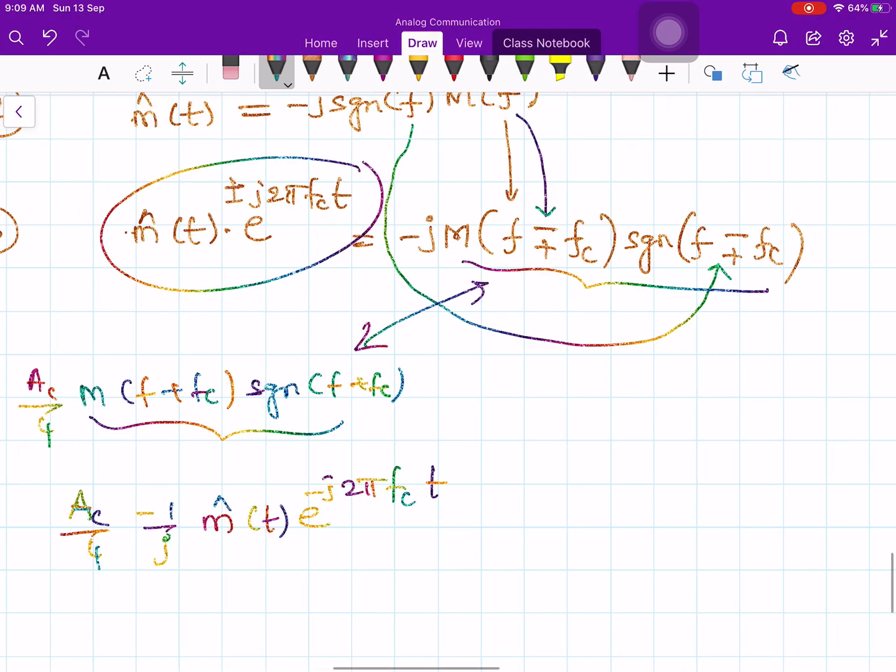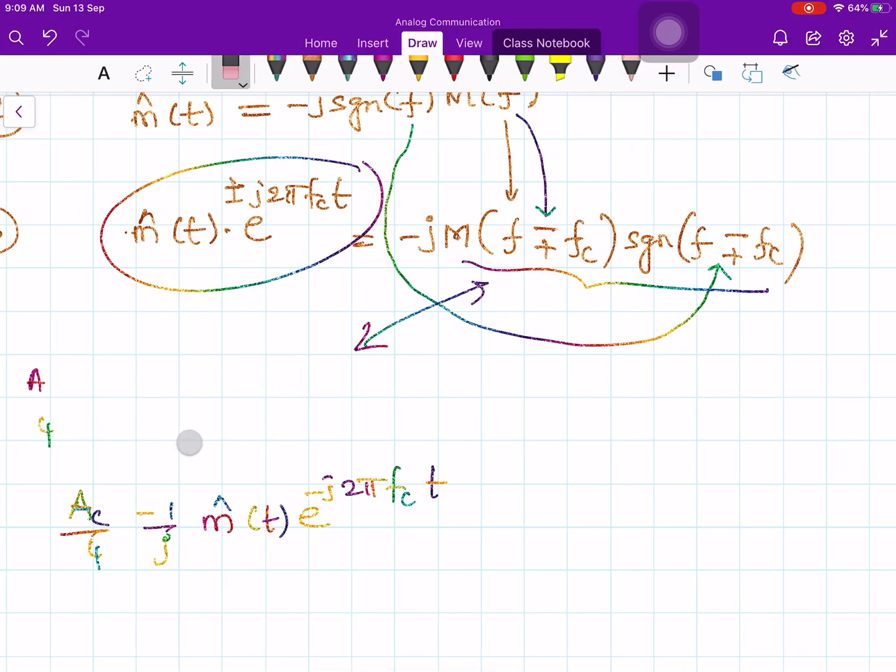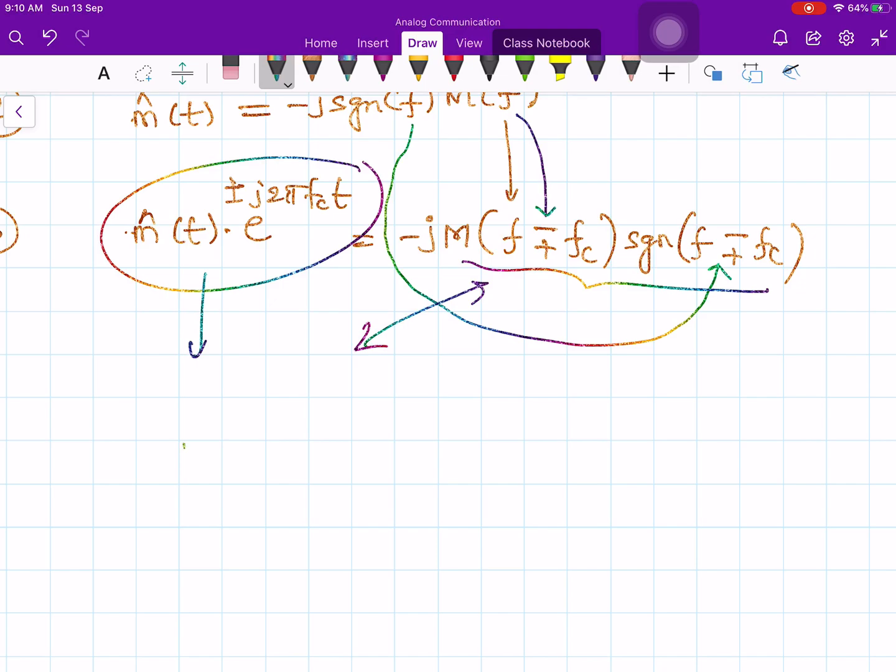Or else, before that, because it will create a lot of confusion, maybe write down one more very clearly. Now, in this one, m cap of t e to the minus j 2 pi fct.